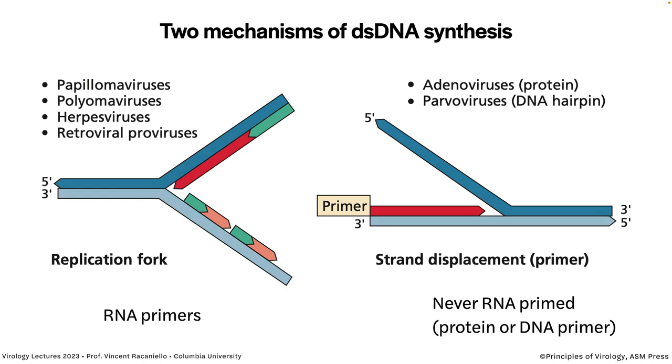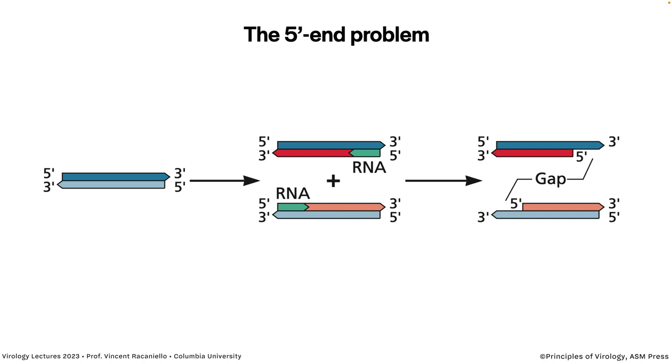And what happens here is DNA synthesis occurs just on one strand. The second strand is displaced, as you can see in the picture. And then that second strand eventually is completely displaced and then it's copied separately. So they're not copied at the same time. So replication fork, strand displacement. I'll point those out as we go through the different examples.